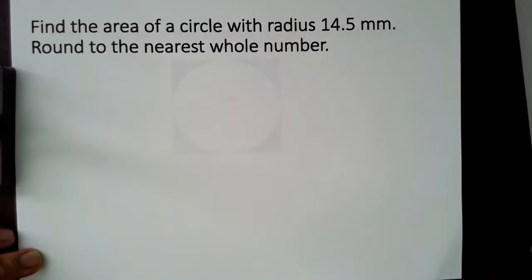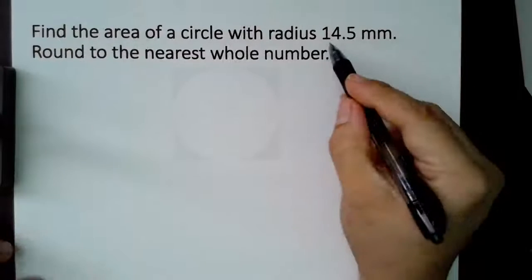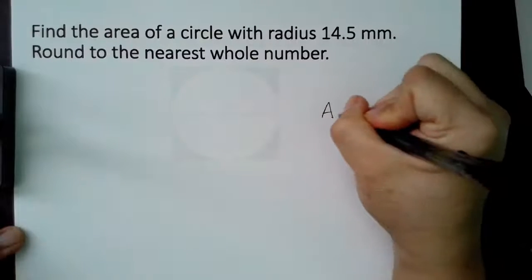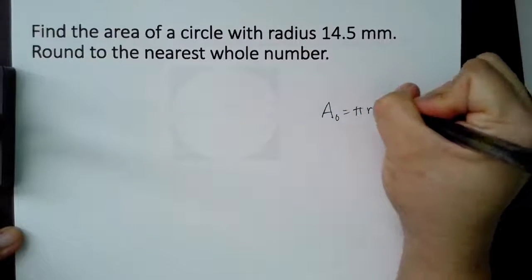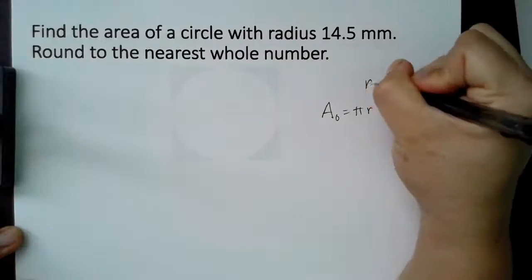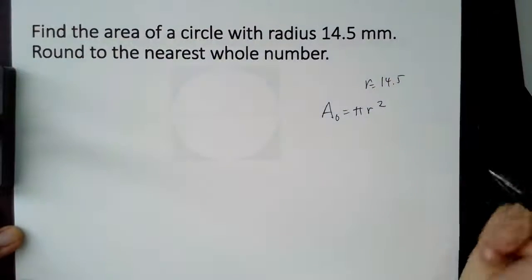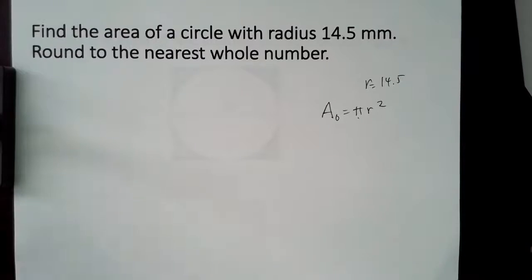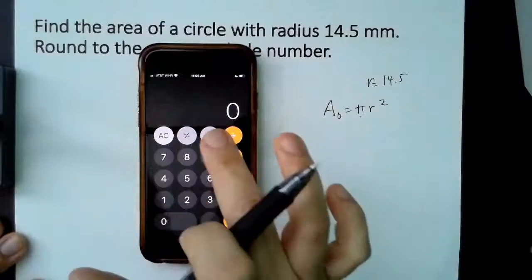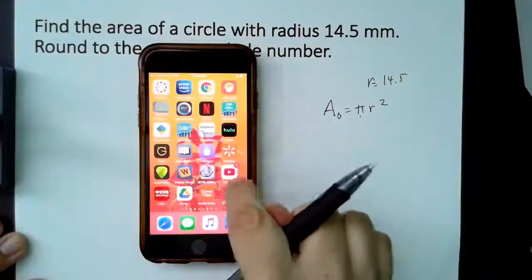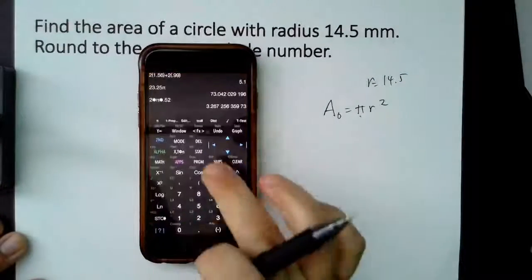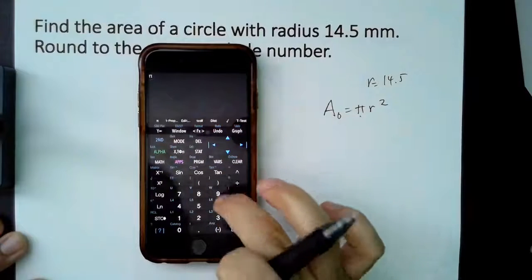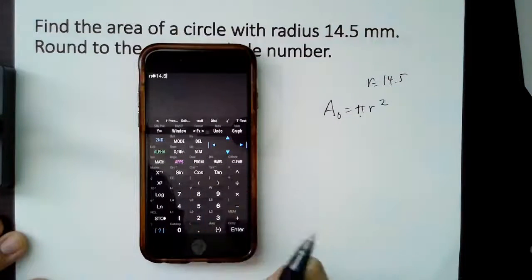Okay, so now it says find the area of a circle with radius 14.5. So what's the formula for area of a circle? Okay, remember it's pi r squared. So we have that the radius is 14.5, and that's really all we need because we know that pi is a constant. Okay, so it says round to the nearest whole number. So if I was to take my calculator, let me get a better calculator here, it would be pi times 14.5, and I need to square that.